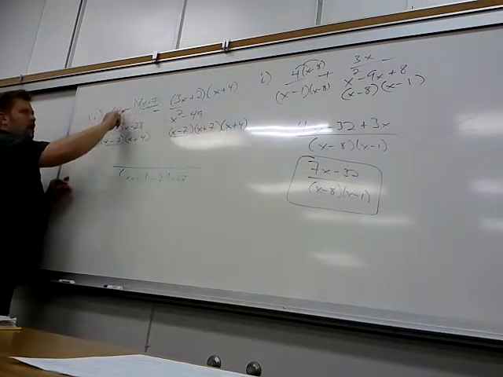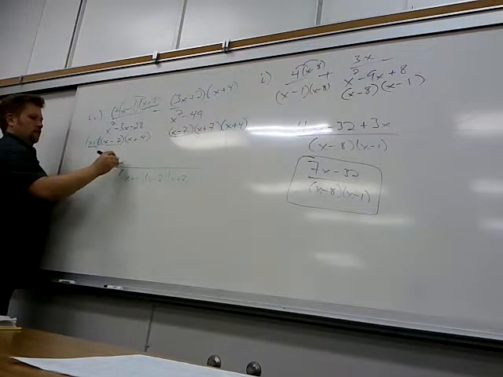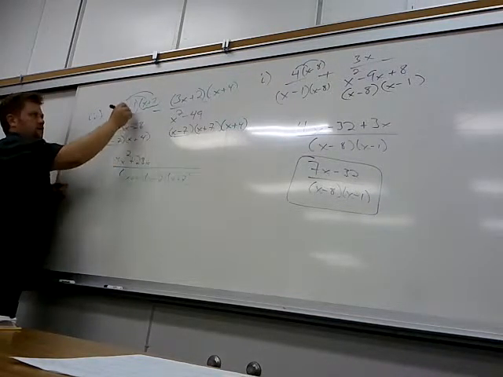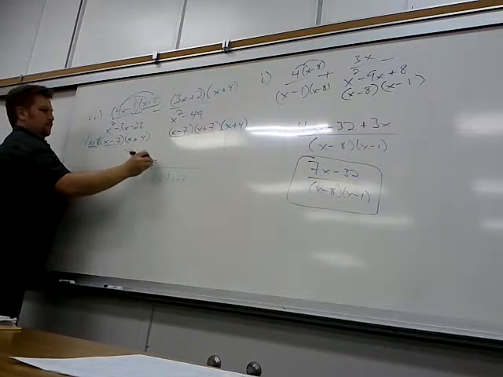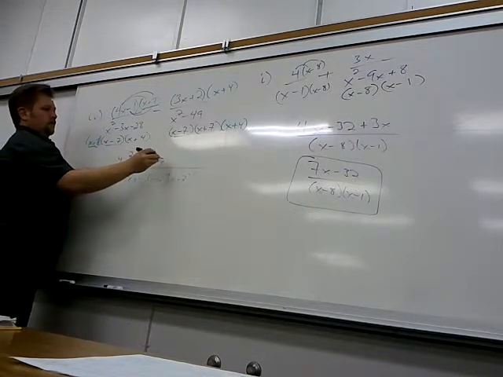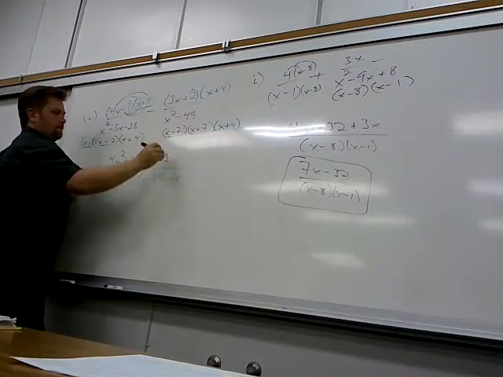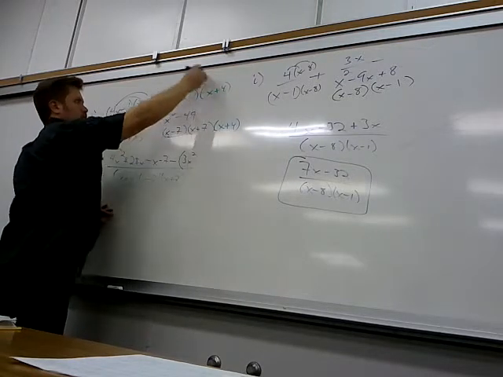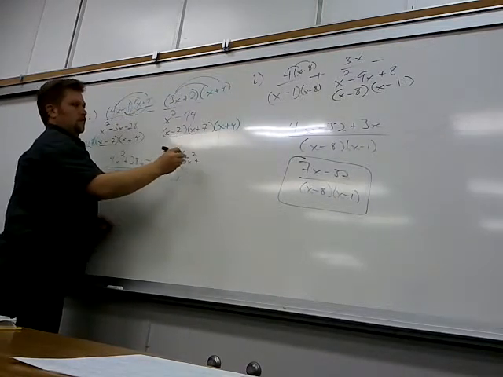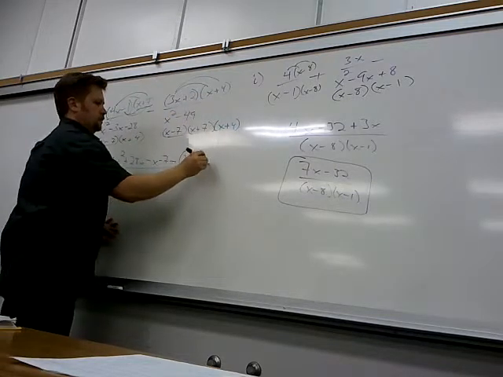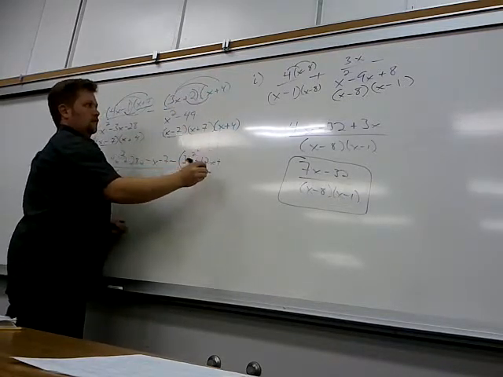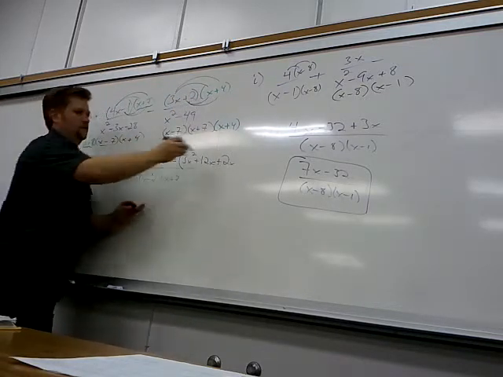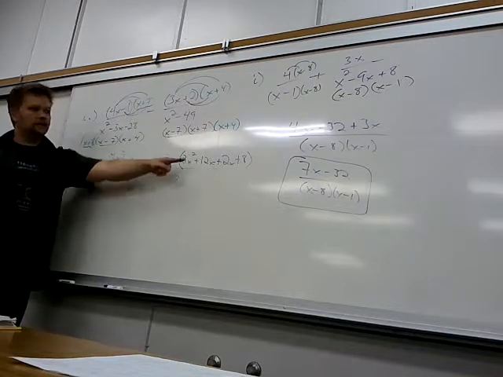So when you FOIL this out, what do you get? 28x minus x minus 7, minus 3x squared, minus 12x, plus 12x, 2x plus 8. Do you see what I had to do?